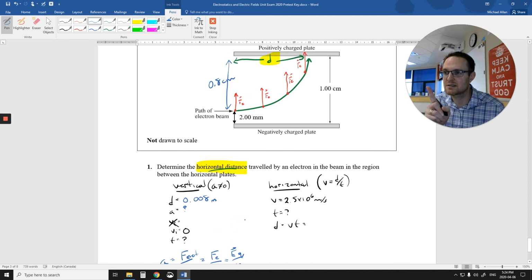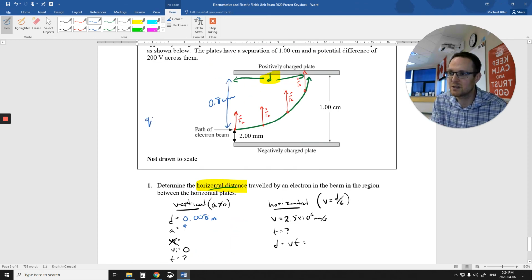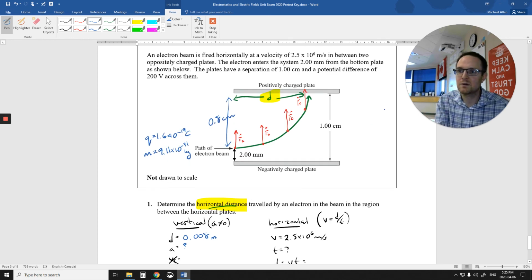Okay, this is an electron this time. So I'm just going to write some information about electrons. 1.6 times 10 to the negative 19 coulombs. 9.11 times 10 to the negative 31 kilograms. That might be useful. Oh, what do we have here? We have a voltage here of 200 volts.